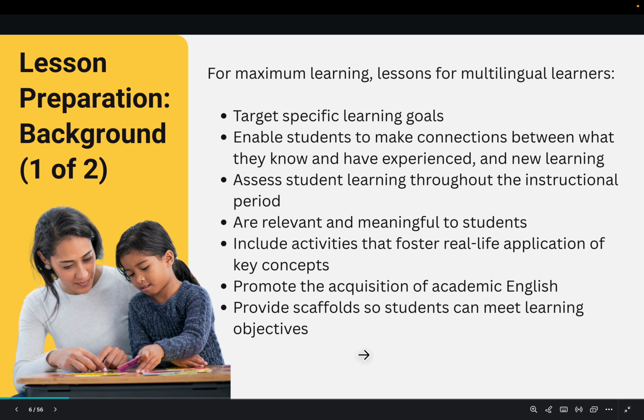As you're preparing the lessons for multilingual learners, you want to make sure that you're targeting specific learning goals. You want to help the students to make connections between what they know and have experienced and the new learning so that you can take full advantage of their background knowledge. You will want to assess the students' learning throughout the instructional period, and you want to make sure that the lesson is relevant and meaningful to the students.